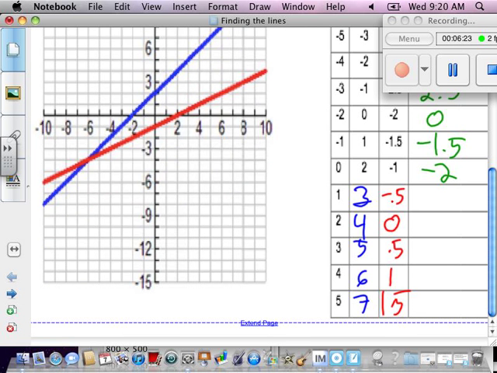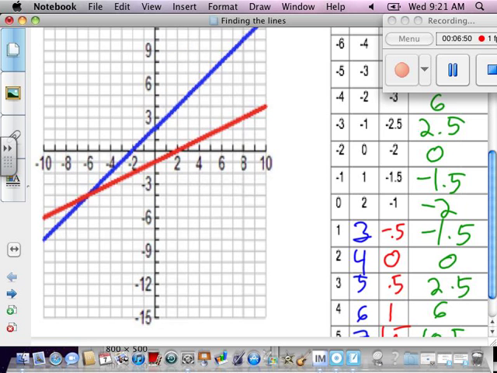So let's multiply again. What is 3 times negative 0.5? Negative 1.5. What is 4 times 0? 0. What is half of 5? 2.5. What is 1 times 6? 6. What is 7 times 1.5? 10.5. So let's look at just the green.